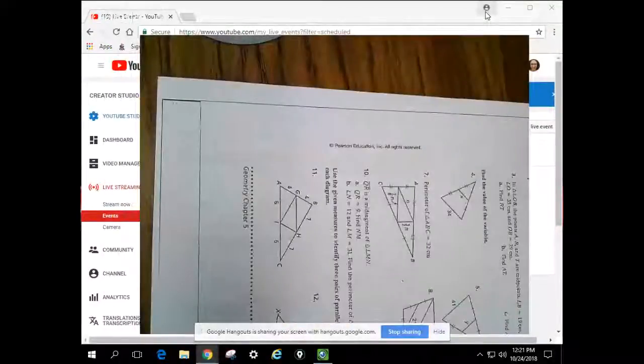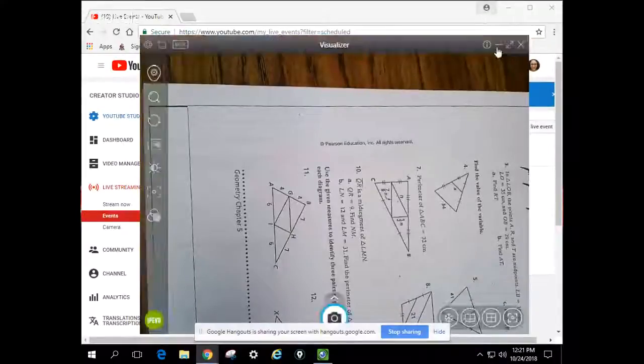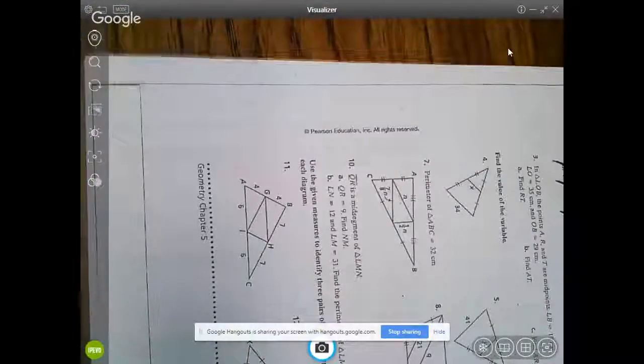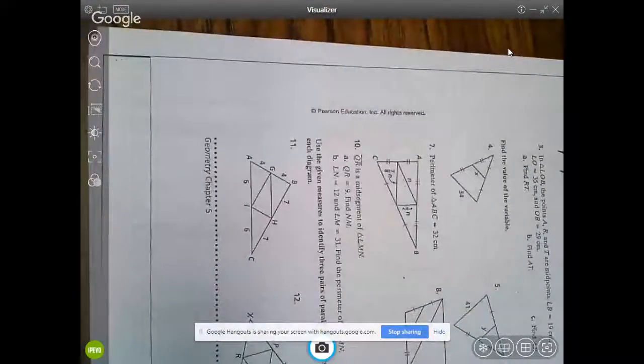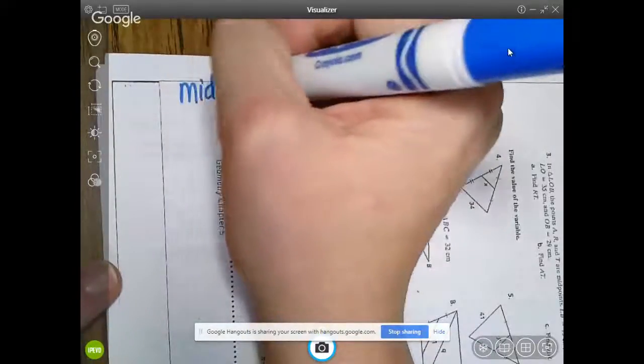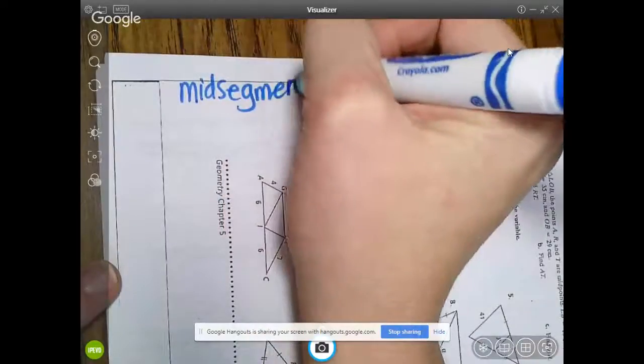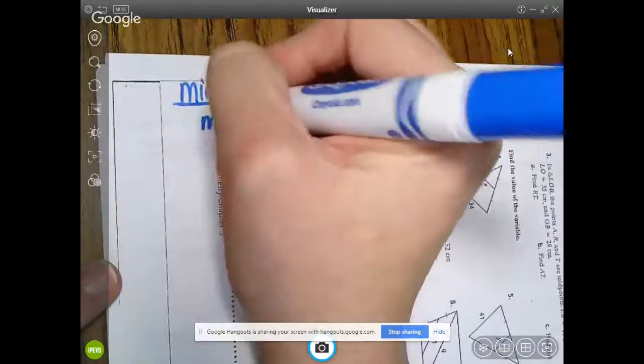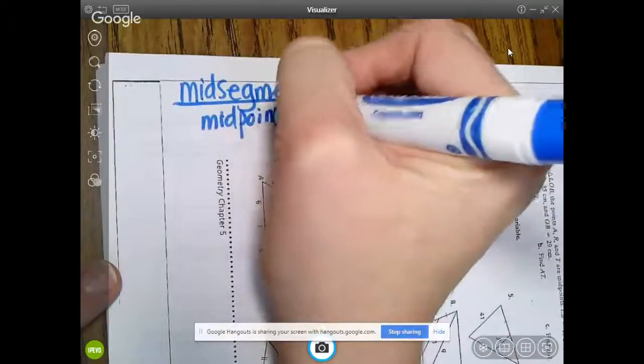Okay, so today we're going to talk about mid-segment, and for this video, we are going to take some notes to start. So, first thing to know about mid-segment is it deals with midpoints of triangles. Mid-segment, midpoints of triangles.